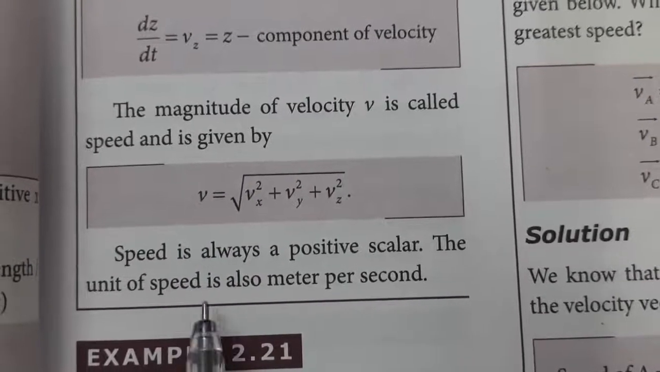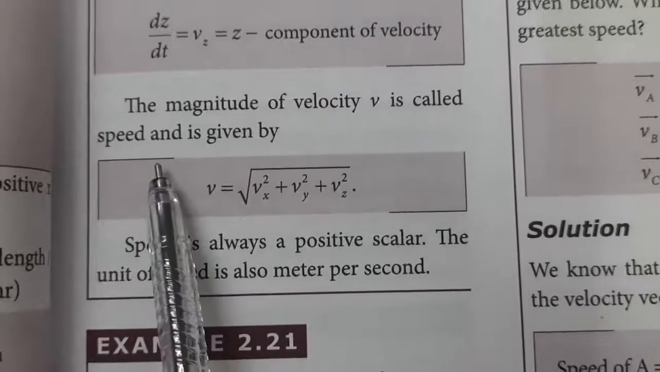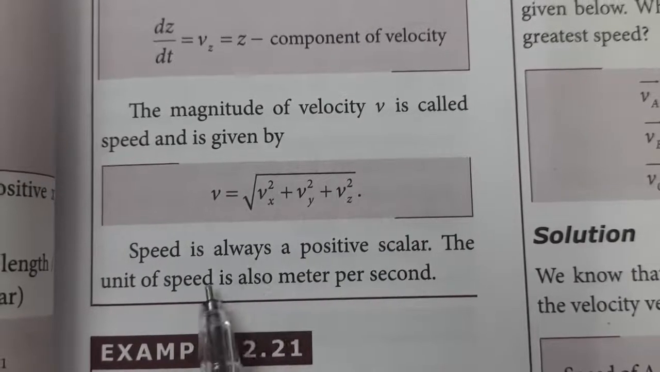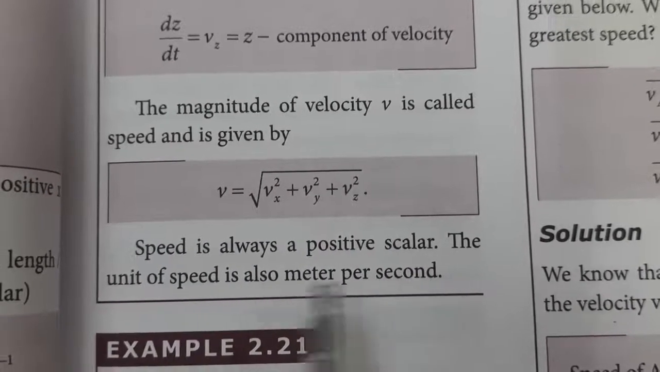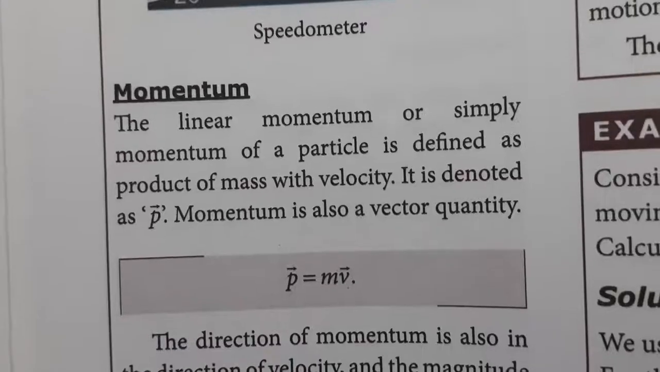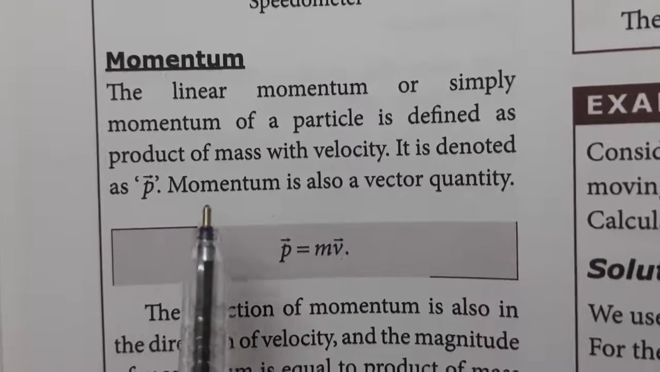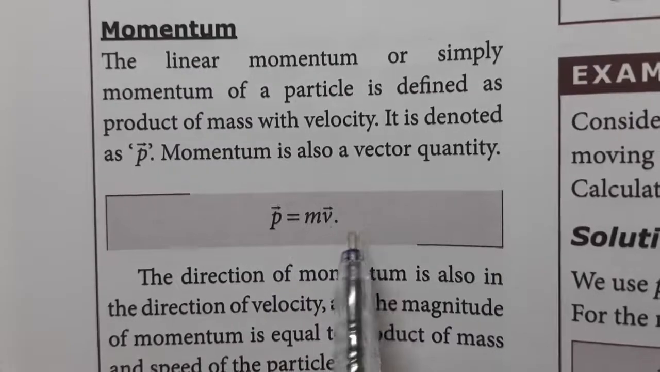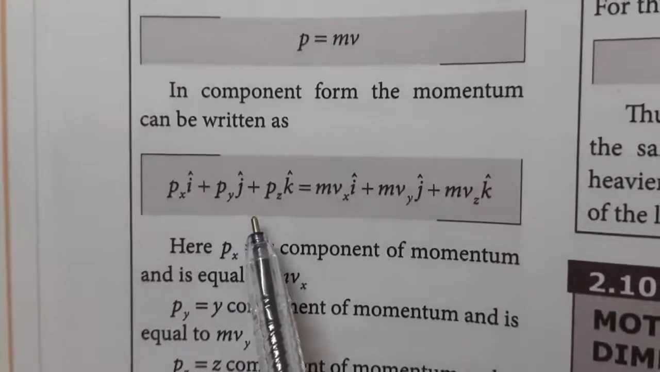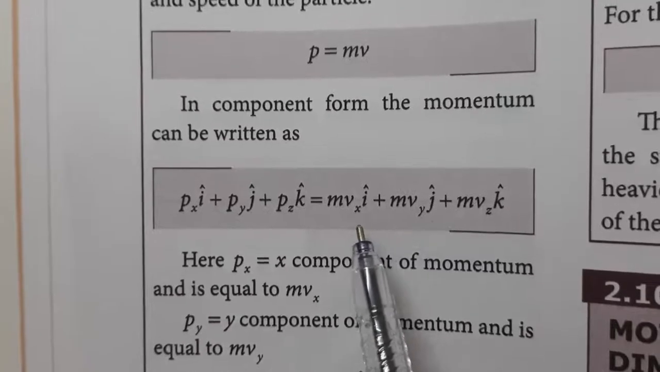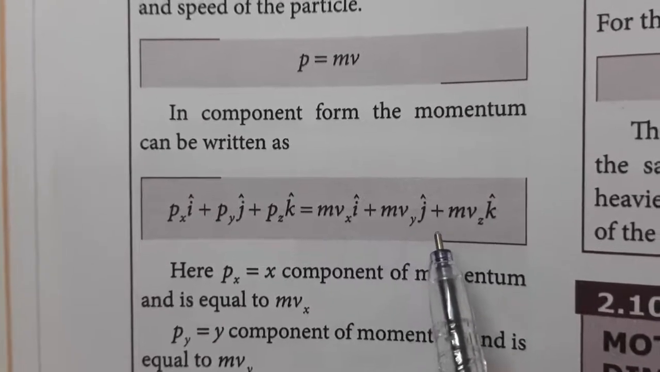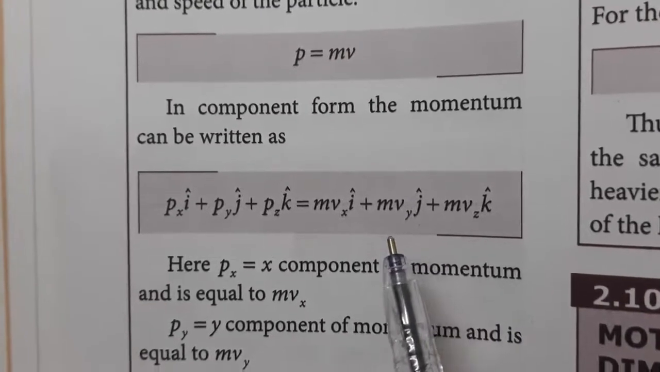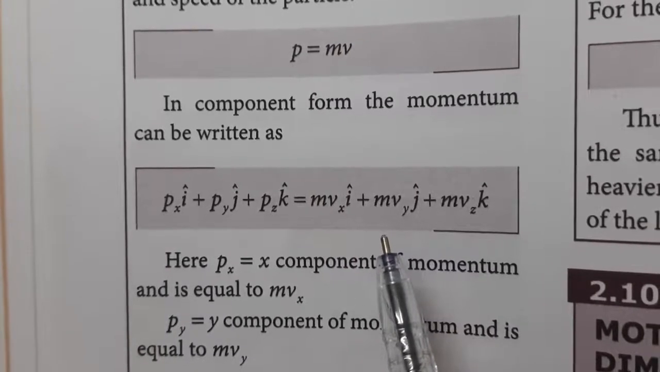Then speed. The magnitude of velocity is called speed. That is v equal to square root of vx square plus vy square plus vz square. Speed is also a positive scalar. The unit of speed is also meter per second. Then momentum. The momentum is the product of mass and velocity. So p equal to mv. The component form we can write: px i cap plus py j cap plus pz k cap equal to mvx i cap plus mvy j cap plus mvz k cap. Also, I said to do some of the example problems. I hope you all have completed.